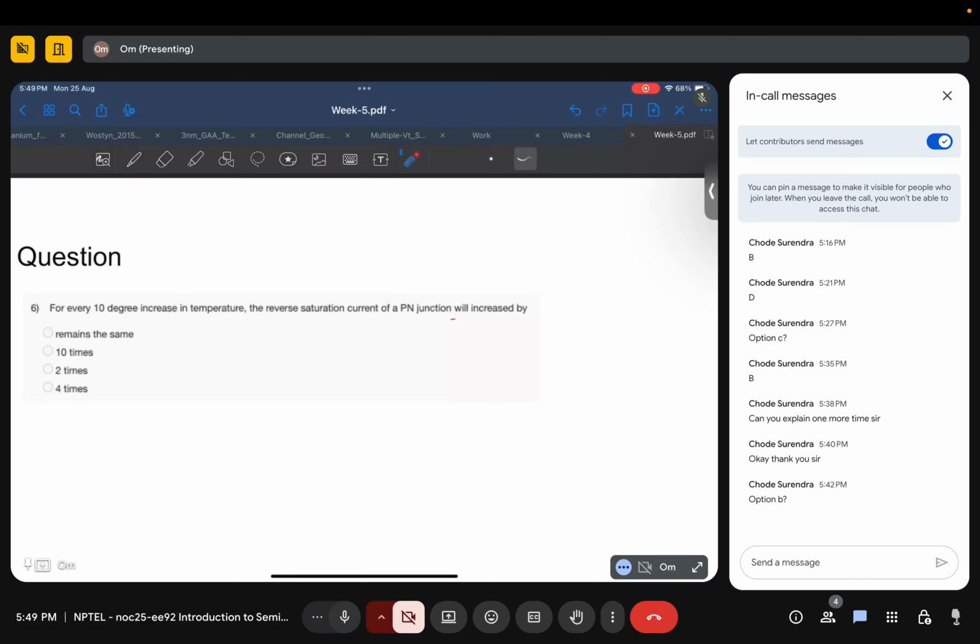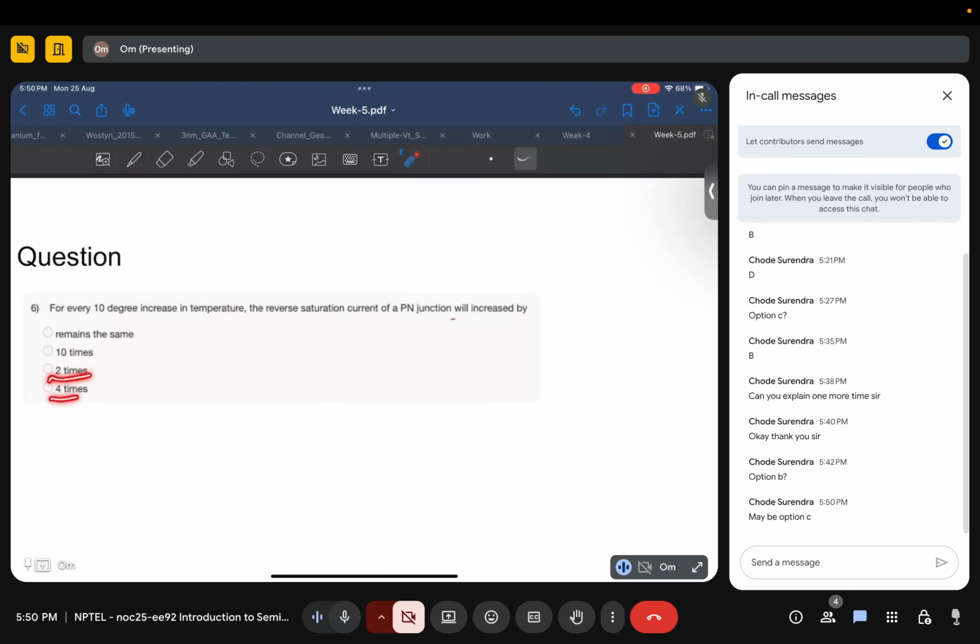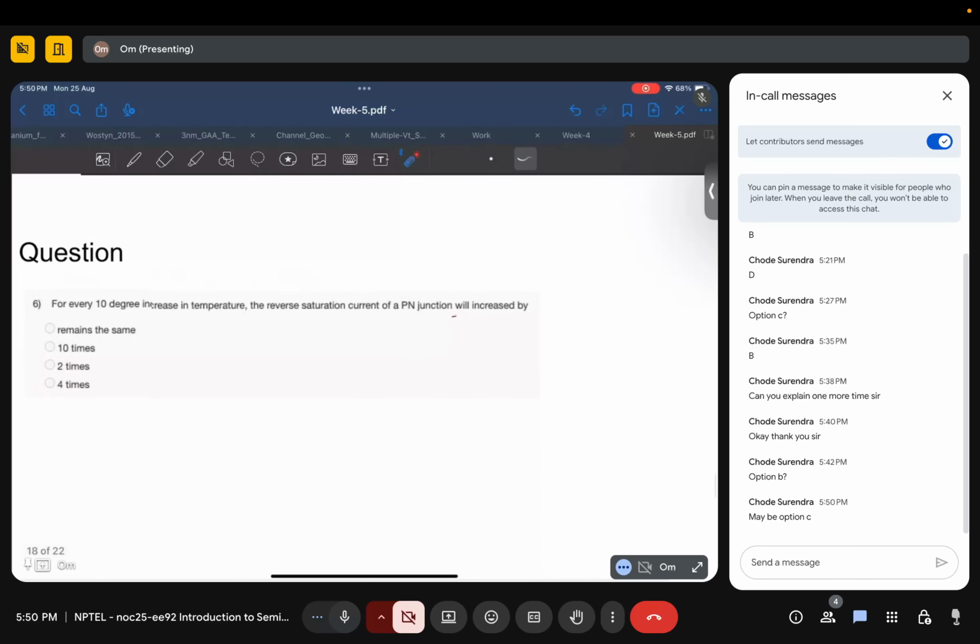Okay, so let's see this. The question is, for every 10-degree increase in temperature, the reverse saturation current of a PN junction will be increased by A remains the same, B 10 times, C 2 times, or D 4 times. So option C, 2 times, is correct. So this is like a well-known fact.